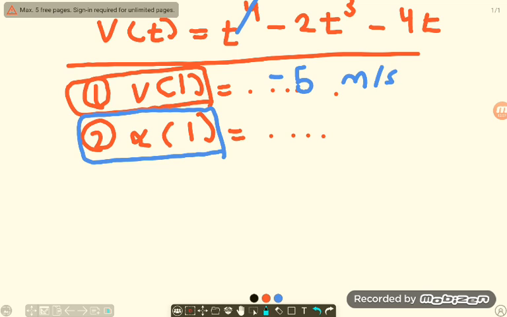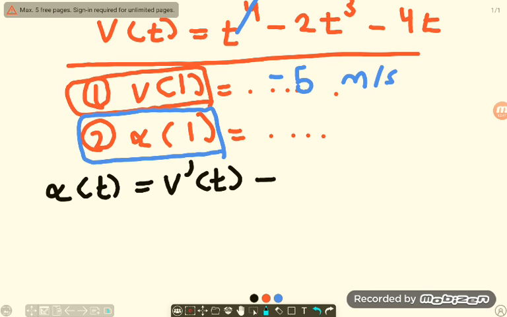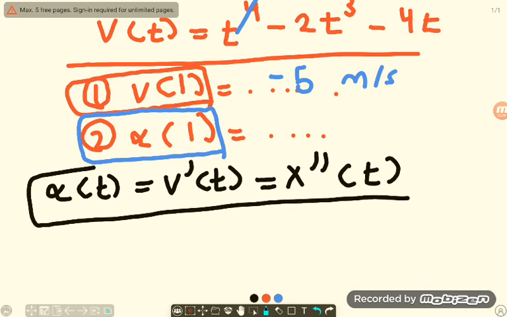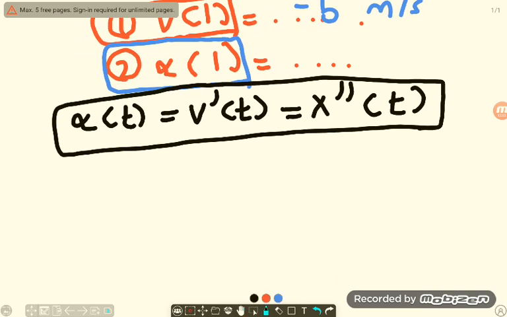So let me write it in all notations. So that means that a of t is equal to what? Yes, the first derivative of velocity, which is also equal to what? The second derivative, x double prime, of position. Keep this in your mind, alright? Keep this in your mind. So let us differentiate this real quick.